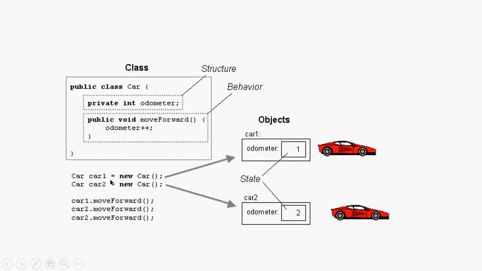So this is the way you can create cars. You can create as many cars as you want. Here we have created two cars. For the first car we have given the odometer reading 1, and for the second car we give the odometer reading 2, and when we move forward the odometer reading gets increased.